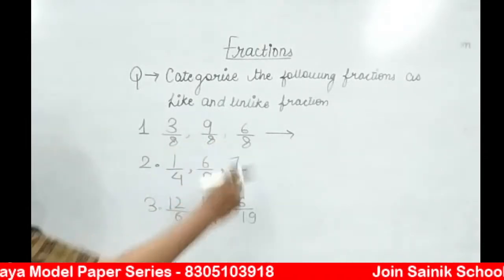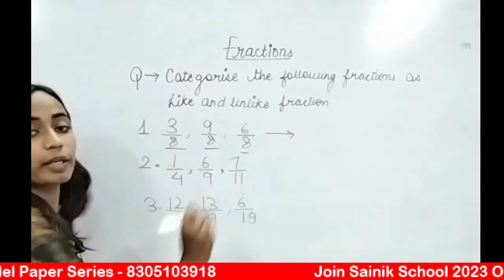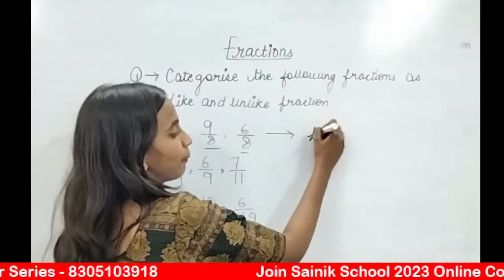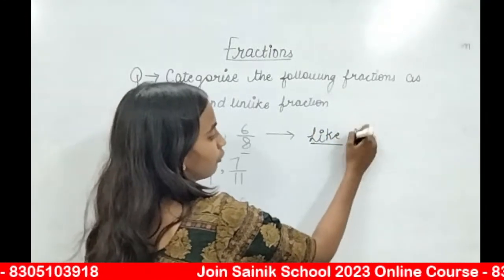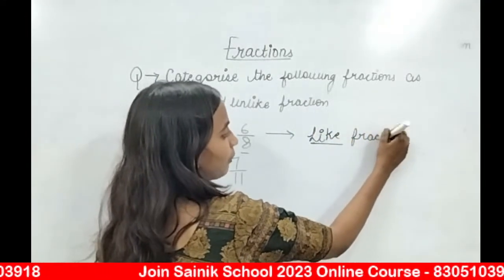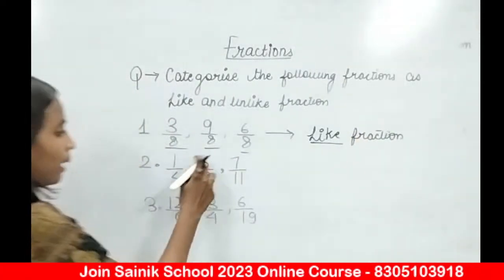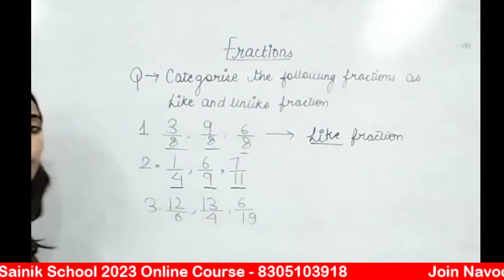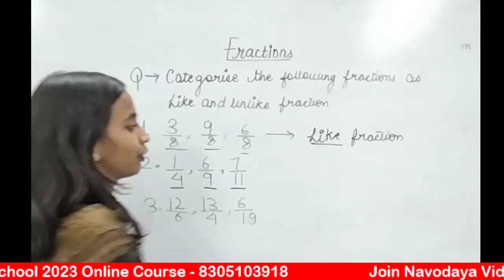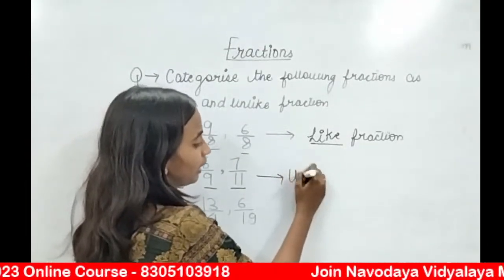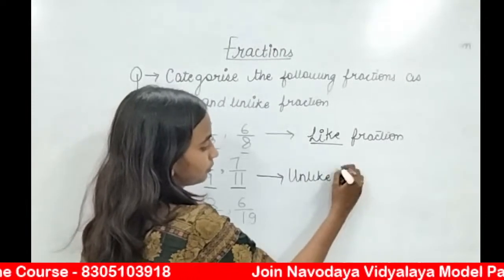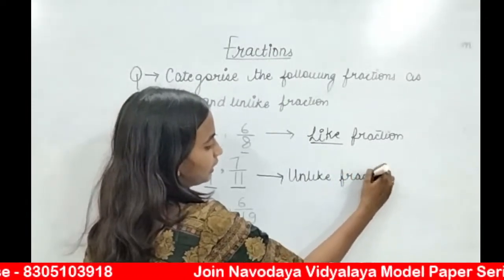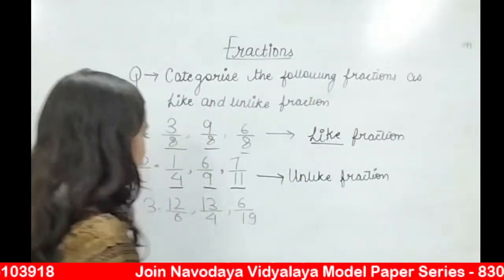Hartesh, 3 by 8, 9 by 8, 6 by 8, the denominator is same. So this is an example of like fraction. 1 by 4, 6 by 9, 7 by 11. 4, 9, 11. Denominators are different. So we will be calling it an unlike fraction. These are the examples of unlike fraction.